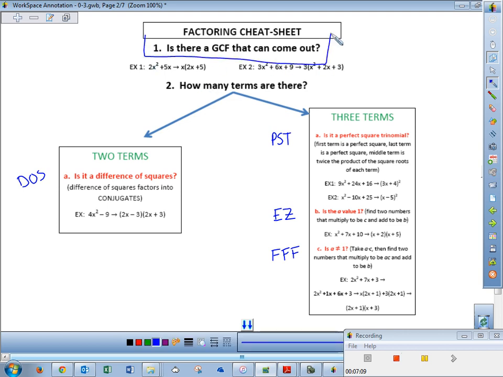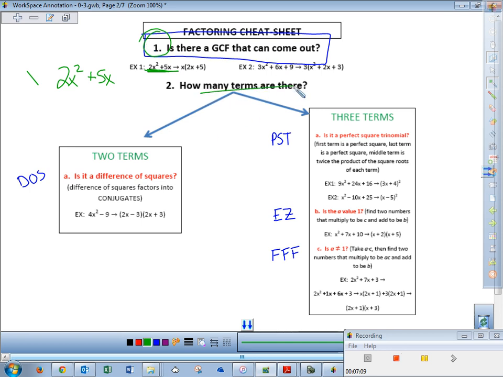The very first thing you look for is if there's a GCF that can come out. For example, do you see 2x squared plus 5x? Is there a common factor between both of those? Number-wise, no. Between 2 and 5, there is no number. Variable-wise, doesn't this have some x's in it and that have some x's in it, correct? So the first thing is, is there a GCF? If there is, take it out. If there's not, continue down the cheat sheet.